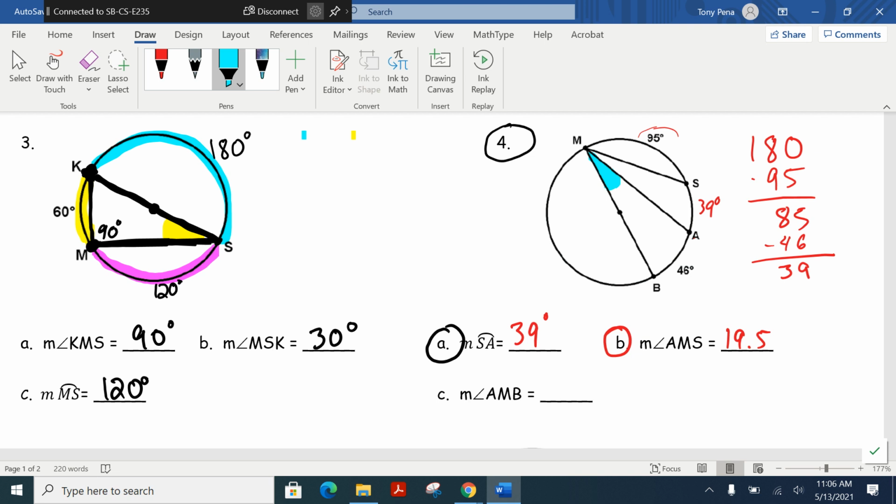All right. AMB is this angle here. Look at the arc that it creates, right? That creates its own arc. We know the degree measure of that arc is 46. So, Victoria, the angle has to be what? Good, 23. If it's inscribed, it's half of that arc. Okay?